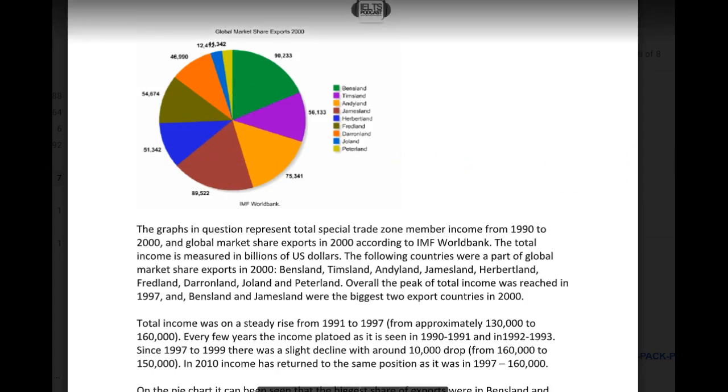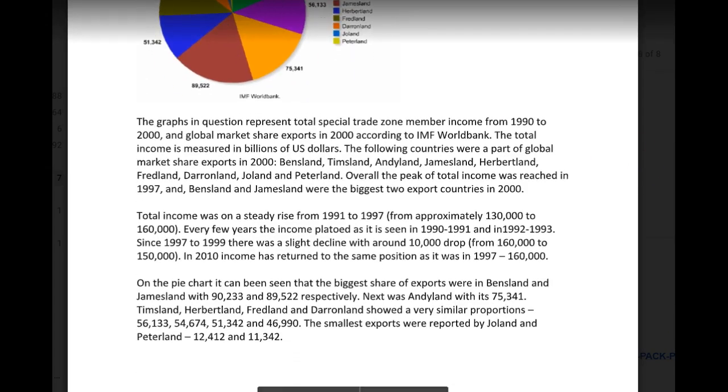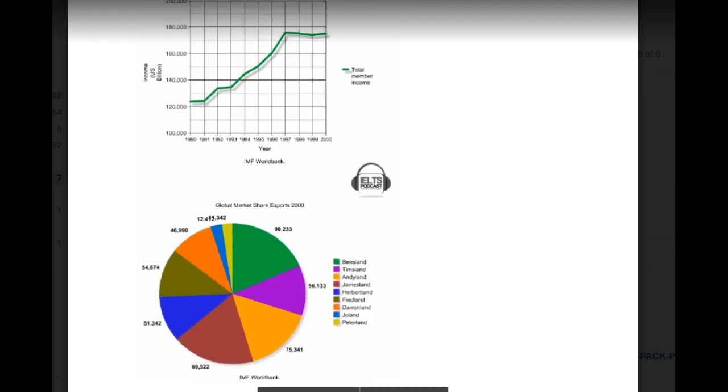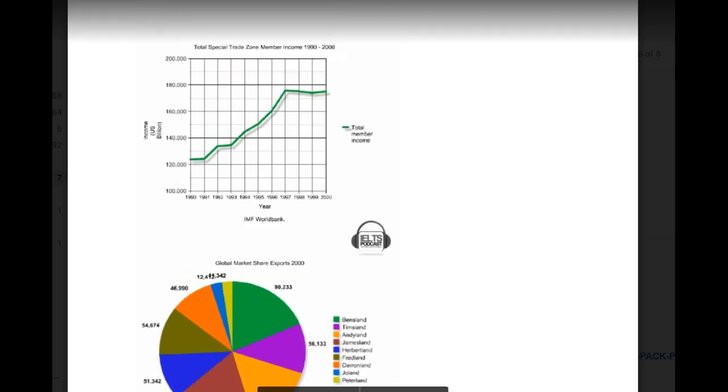Good. Okay, lovely. Total income was on a steady rise from 1991 to 1997, from approximately this to this. Every few years, the income plateaued. Okay, you spelled plateaued wrong. As it is seen in 1990, 1991, and 1992, 1993. All right, let me just check your data. Okay.